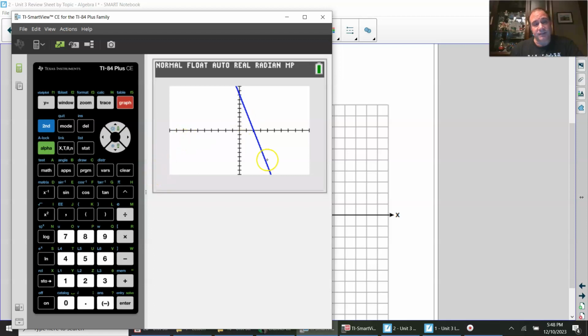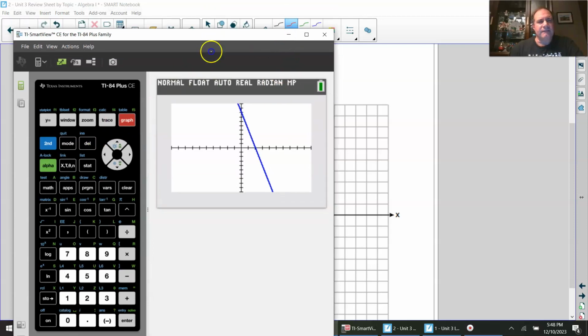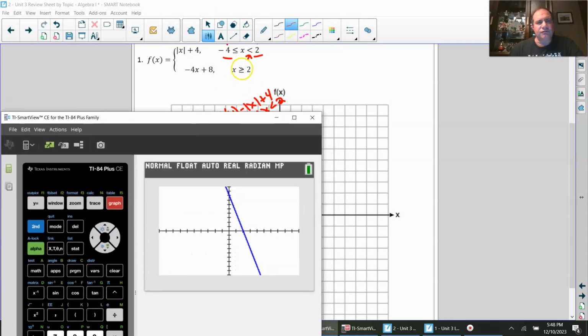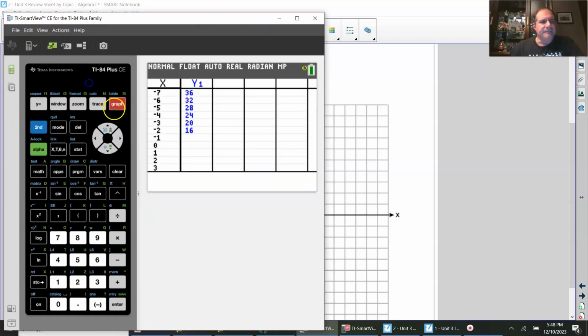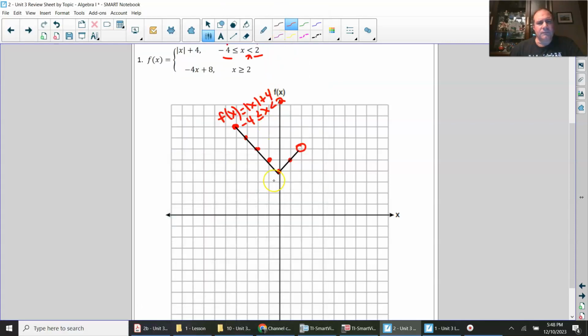It's negative. It goes down from left to right. It crosses at 8. So I have to graph everything that is x is greater than or equal to 2. So I'm going to start at 2. I'm starting at 2 to 0. So I'm going to do this in blue. So 2, 0 is right here. And it is a closed circle.